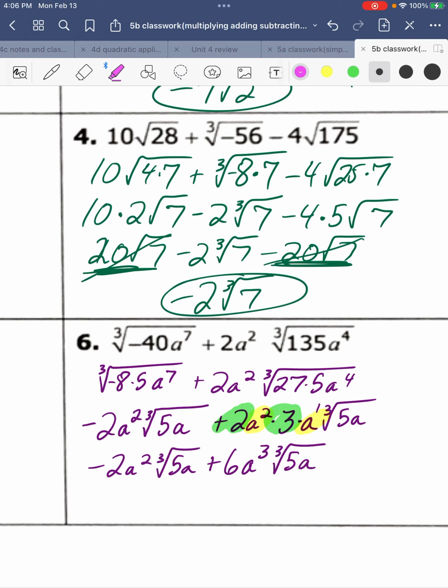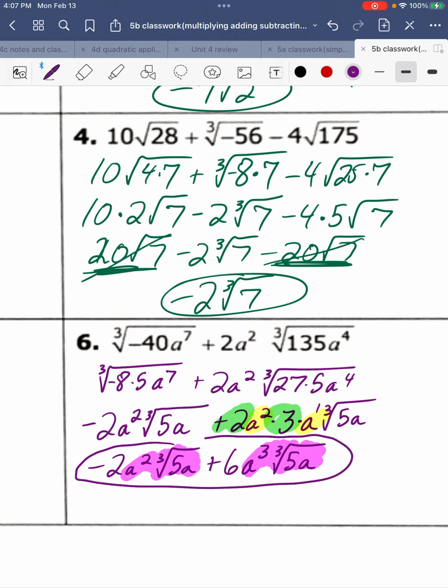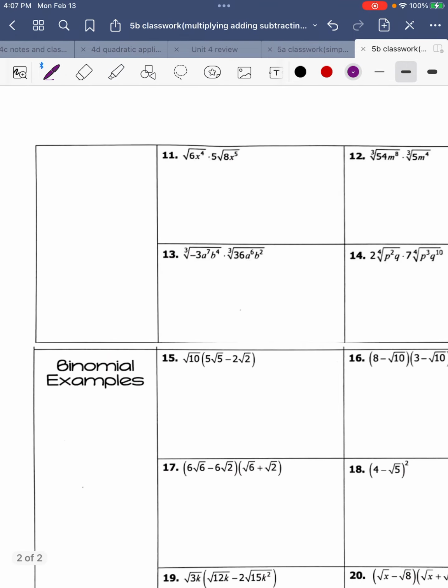Now looking to see if we have like terms. We have negative 2a squared cube root of 5a, and we have 6a cubed cube root of 5a. If you have a squared and a cubed, those are not the same. So those are not anything we can do to put together. Very, very similar, but they're not the same, so we cannot put them together as one term.